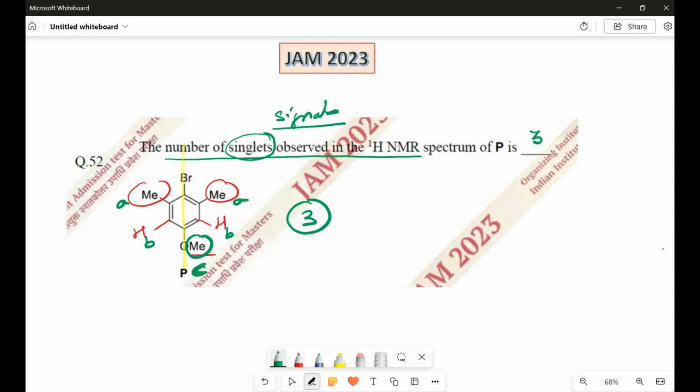So the next video will talk about spin coupling and spin splitting. I'll be talking about the coupling constant, and I'll be talking about the types of coupling and more.